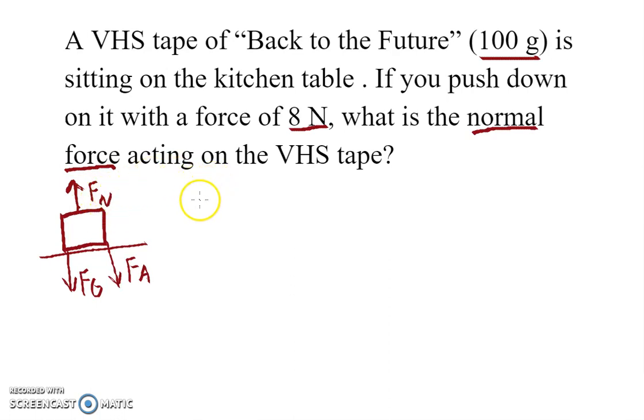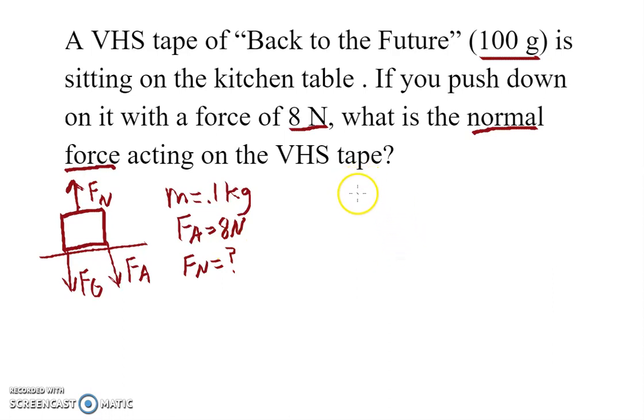And that's from the table. So there's two forces that are pushing it down, the gravity and the applied force. Then there's a normal force from the table. If there wasn't a normal force from the table, it would be falling through the table. So that needs to be there. Let's see what else. We know the mass is 100 grams or 0.1 kilograms. We know that the applied force is given as 8 newtons. And we know we're looking for Fn.